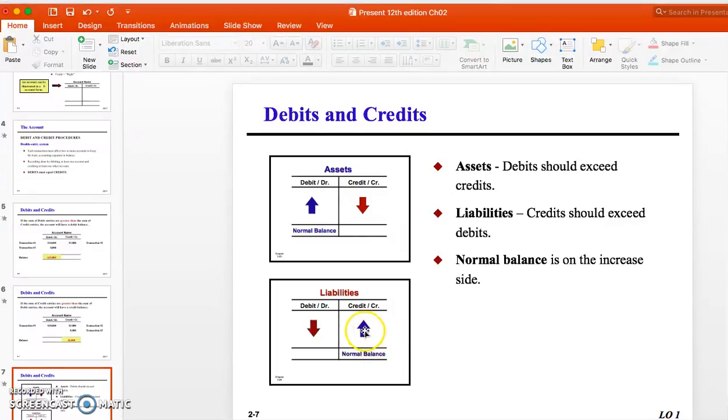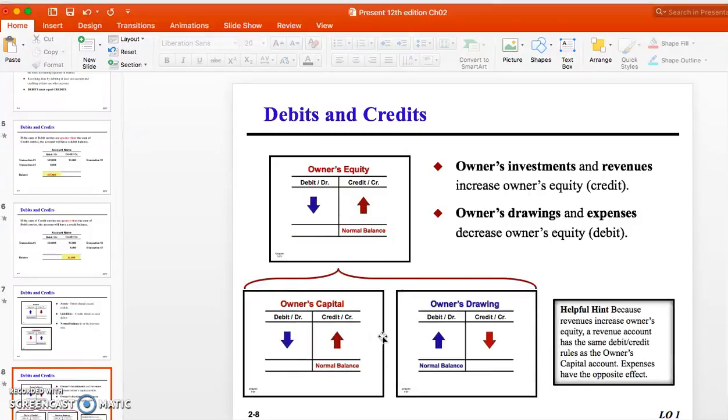A liability: so assets equals liabilities plus owner's equity. The credit is an increase to a liability, like accounts payable, wages payable, and so on and so forth. So the owner's equity accounts, here we have capital and drawings. To reduce an owner's equity account, we would debit it, so an expense would be a debit. In this case, an owner's drawings and owner's capital.